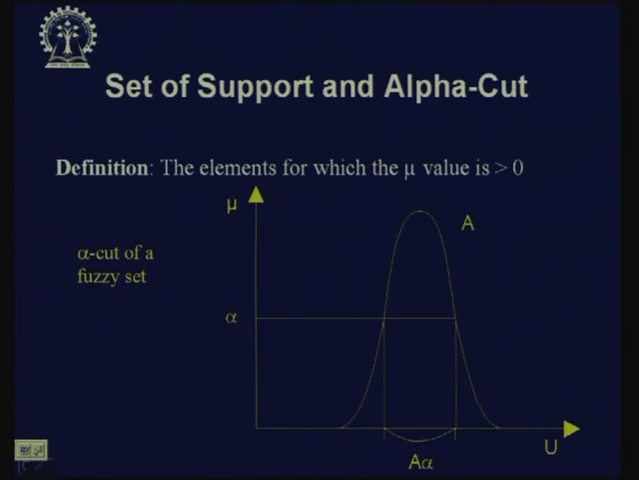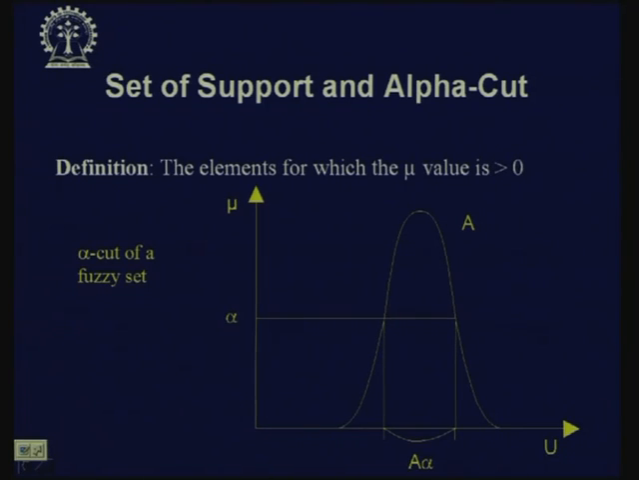One is set of support. Set of support for a fuzzy set is defined as a crisp set, please note that it is a crisp set, consisting of the elements whose membership value in the corresponding fuzzy set is greater than 0, all right.